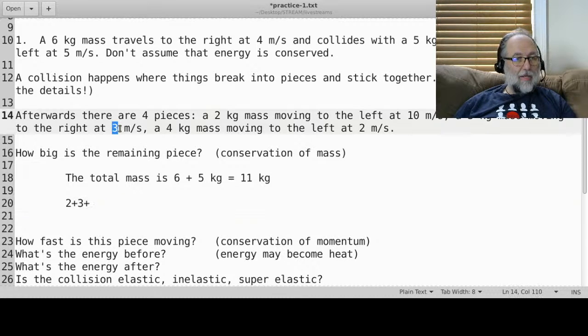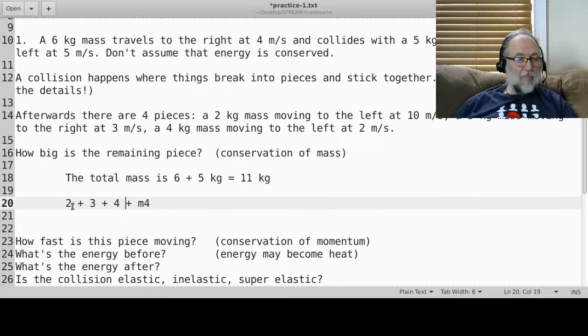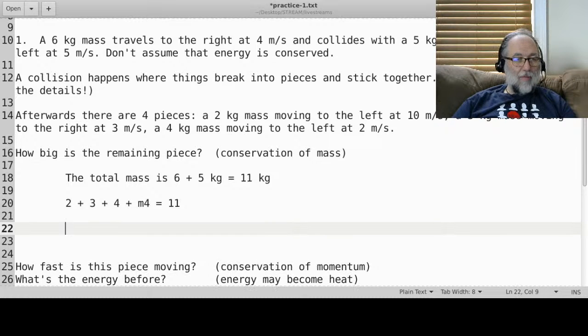We have another 3 kilogram mass. Oh, sorry, no, a 4 kilogram mass like that. Okay, and then we have an unknown mass, and I guess we could just call it M. Actually, let's call it M4 like that. You spread these apart. Okay, so there are 4 pieces. And what's this got to equal? Well, 11 kilograms. Okay, and that means that M4 is equal to what?